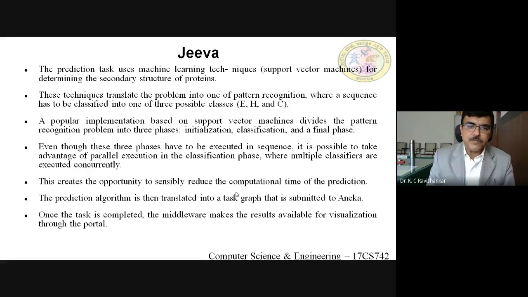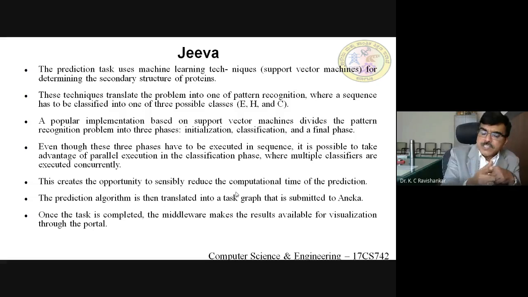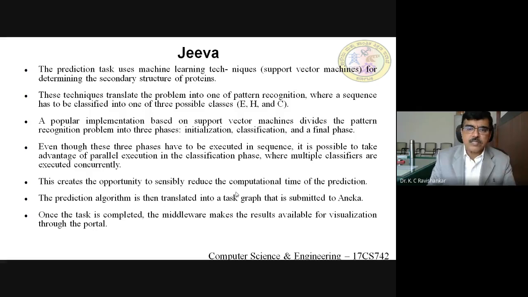Even though these phases have to be executed in sequence, it is possible to take advantage of parallel execution, which we have seen how it can be done. If any particular task is not dependent on any other previously executed task, you can take them as a parallel task. So where multiple classifiers are executed concurrently, parallel computation is applied here in the JIVA application.